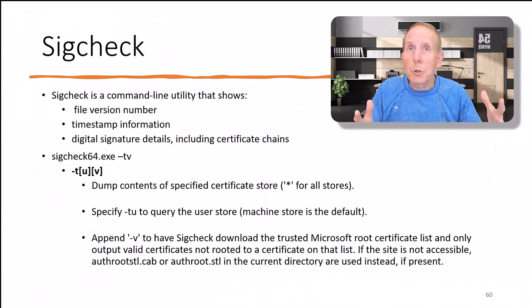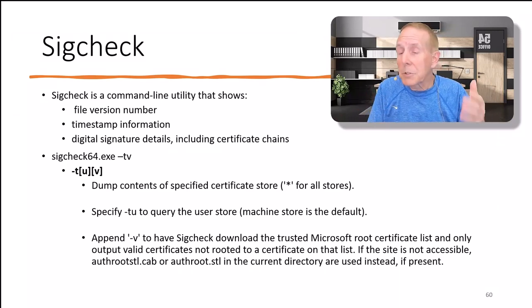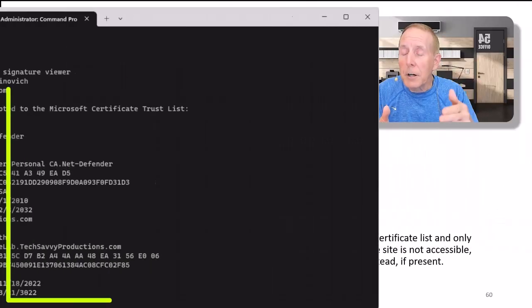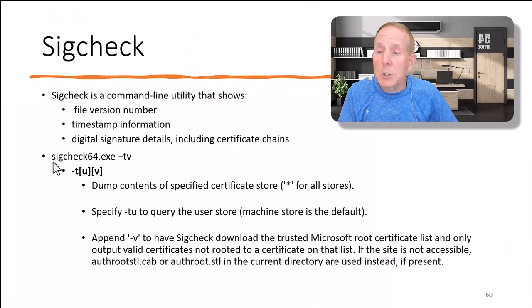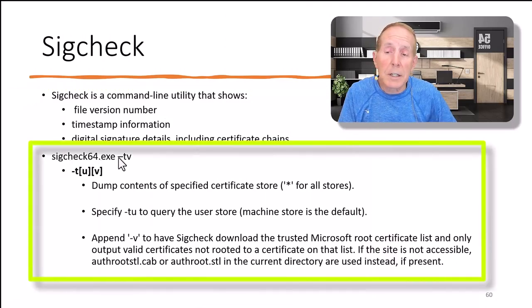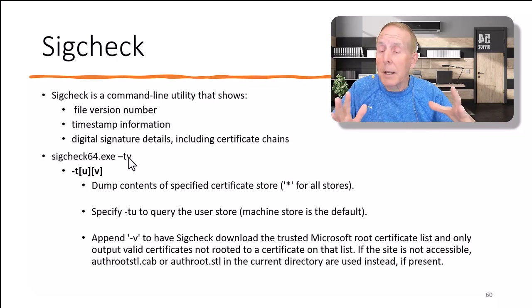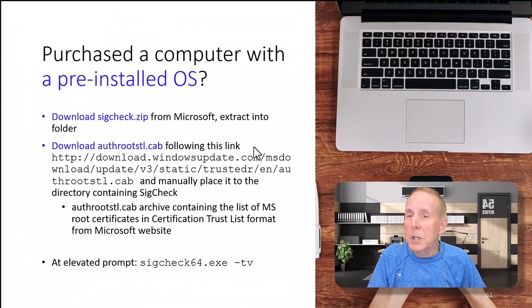How can I be sure, with as many certificates as I have on any one PC, that all the certificates that are there should be there? Well, SigCheck is a utility from Sysinternals that allows you to quickly verify what you have in your store against Microsoft's checklist. The arguments and switches we're going to use is the SigCheck64.exe -tv. And once we've done the necessary steps, it will quickly pop up in the command line certificates that are not in Microsoft's checklist. So let's say you purchased a brand new computer and it's got a pre-installed OS.